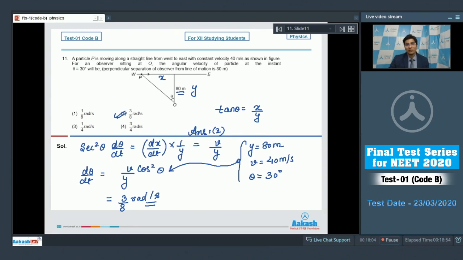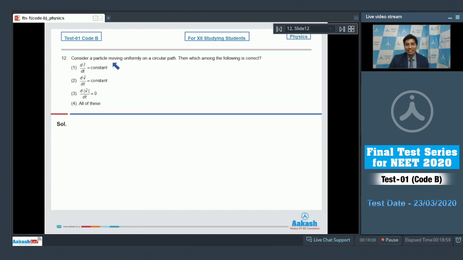Now proceeding to question number 12. Question 12 is a fairly theoretical question. It says that consider a particle moving uniformly on a circular path. Then which among the following is correct? First option says that the differentiation of the position is constant. Dear students, it is incorrect, as the differentiation of position means velocity, and velocity in case of uniform circular motion continuously changes direction. So this is an incorrect statement.